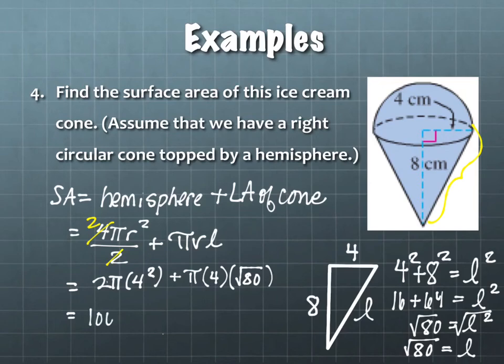And this first piece is actually 100.53, and it's 0.96. And then I have pi times 4 times the square root of 80. And that's 112.3970. So if I add these together, and round to two decimal places, I will get 212.93.